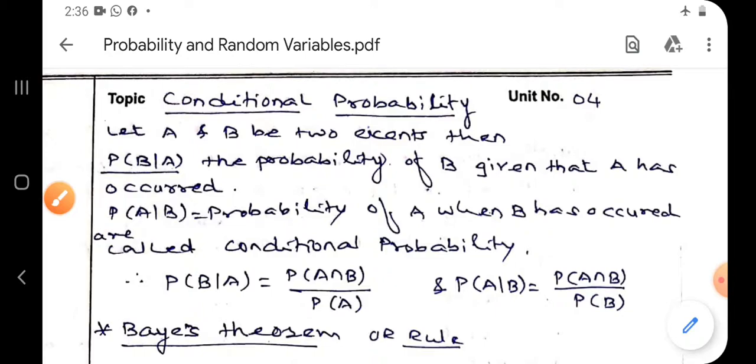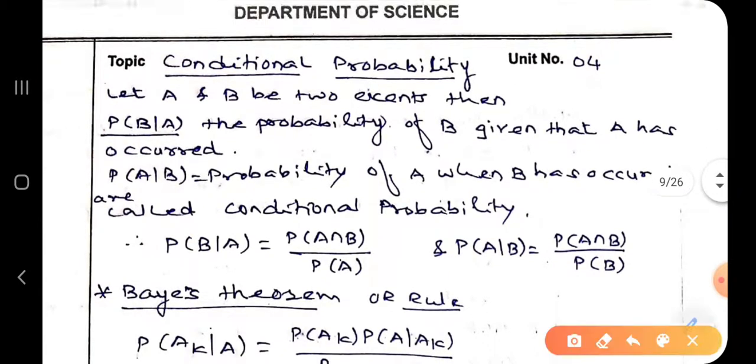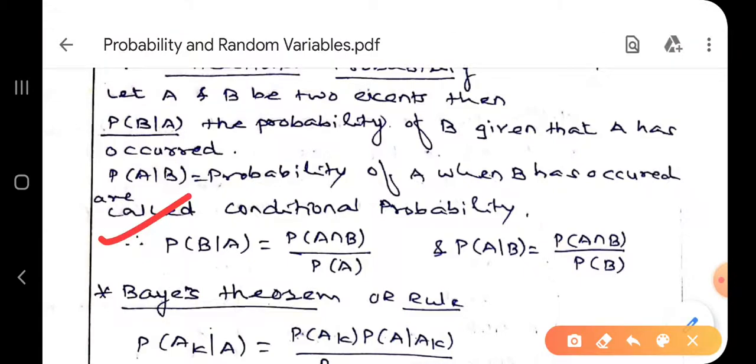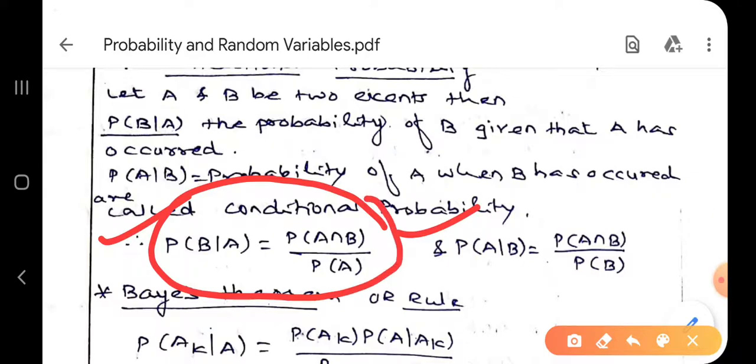Now without making much more confusion, we just straight away keep in our mind the formulas. P of B by A is equal to P of A intersection B upon P of A. P of A by B is P of A intersection B upon P of B. Just keep in your mind these two formulas.